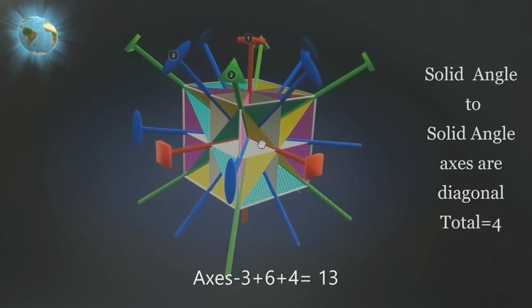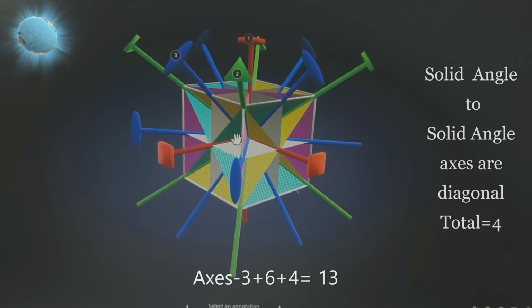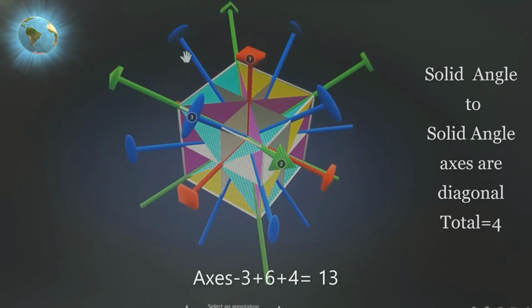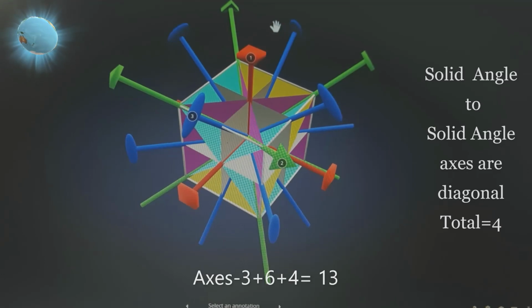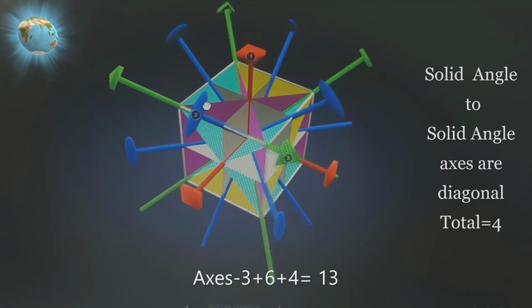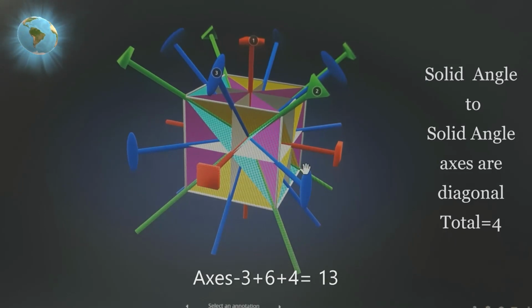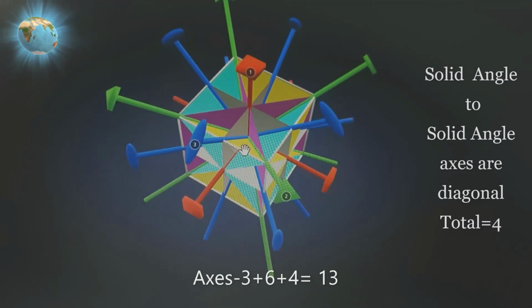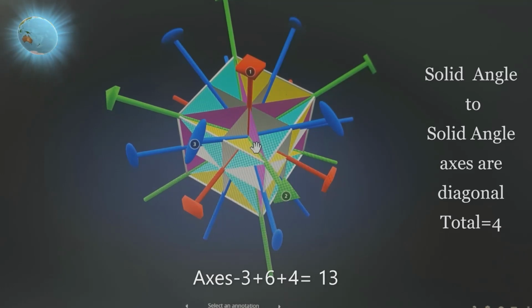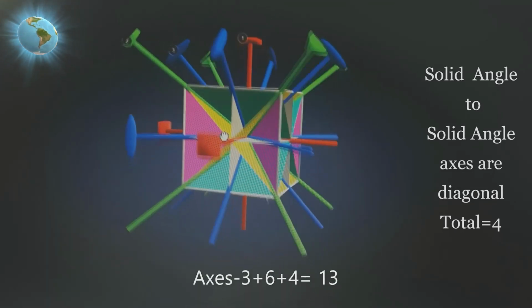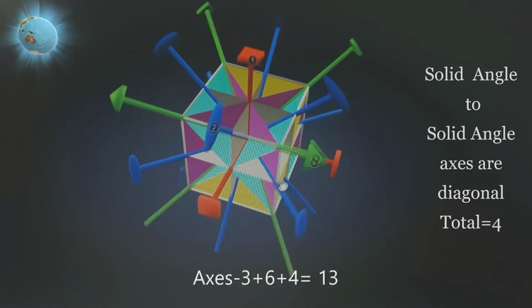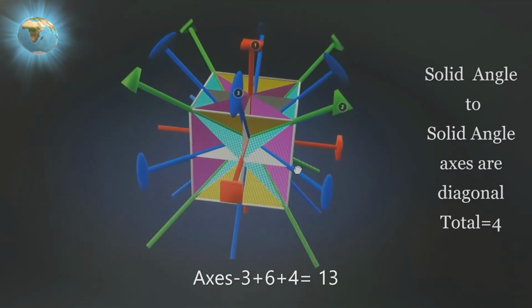Red 3, front to back, right to left, top to bottom. Red 3, blue 1, 2, 3, 4, 5, 6. So 6 plus 3, 9, and 4 green color going from solid angle to solid angle. That is plus 4. 9 plus 4, 13 axes. So we have here 13 axes of symmetry. So this model reveals all about planes of symmetry, axis of symmetry, and original axis.